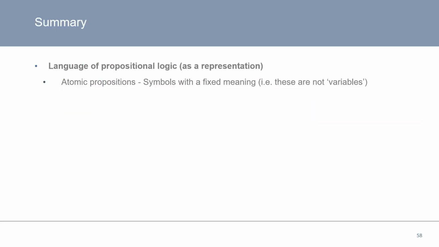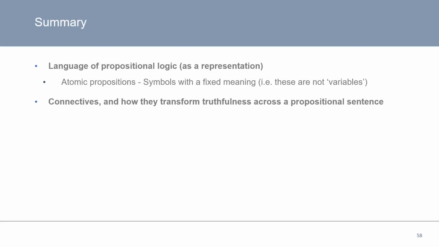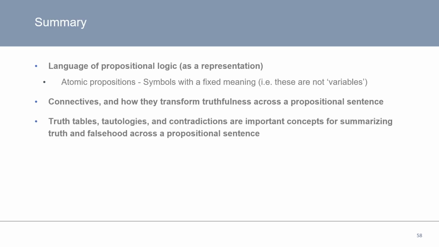To summarize what we've covered in this lecture, we began by learning the language of propositional logic as a form of knowledge representation. This included atomic propositions, which are simply symbols with a fixed meaning, that are notably not variables. We also examined connectives, such as and, or, if then, etc., and how they transform truthfulness across a propositional sentence. We also introduced truth tables, tautologies, and contradictions as important concepts for summarizing truth and falsehood across a propositional sentence.